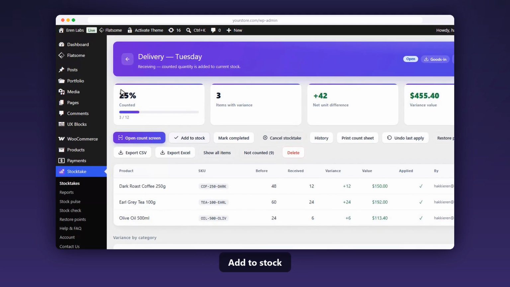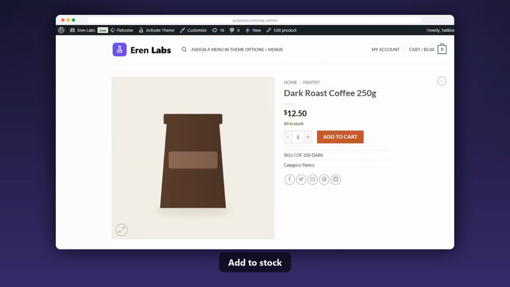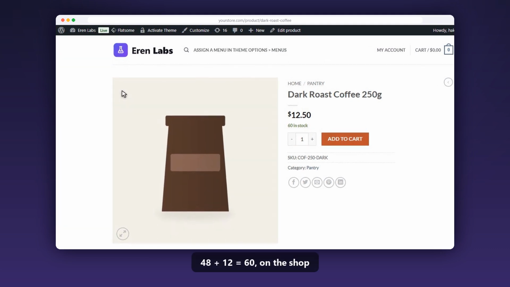Then add to stock. And the shop went up, not sideways. 48 plus 12 is 60 on the product page a customer sees.